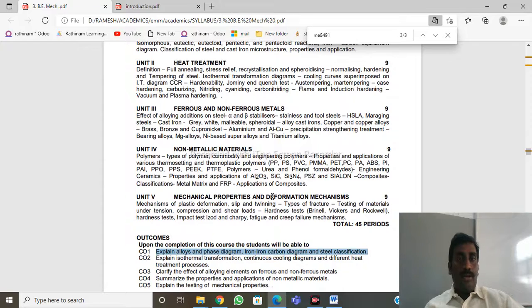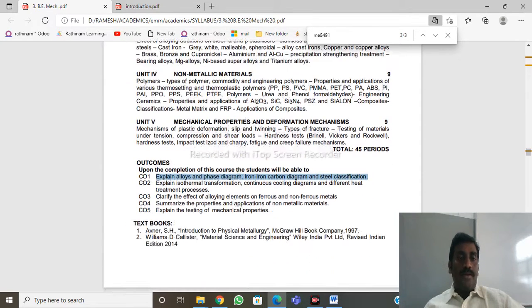Then the second outcome would be heat treatment. If we complete unit two, heat treatment, then the student should be able to explain the isothermal transformation, continuous cooling diagrams, and different heat treatment processes.